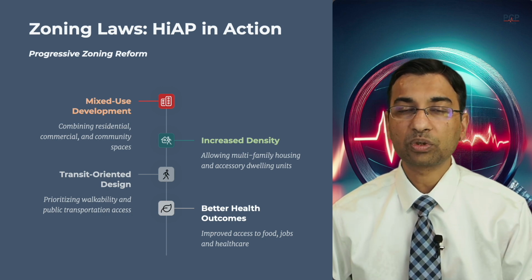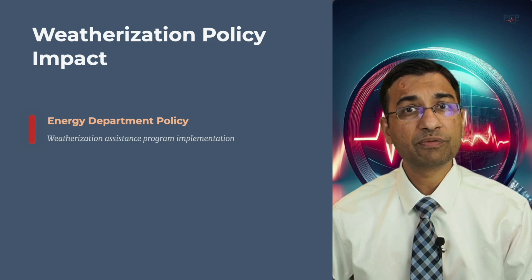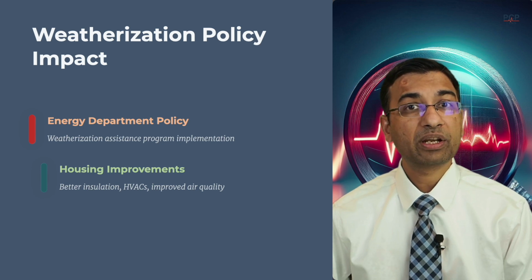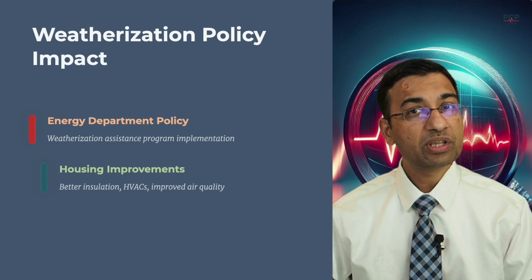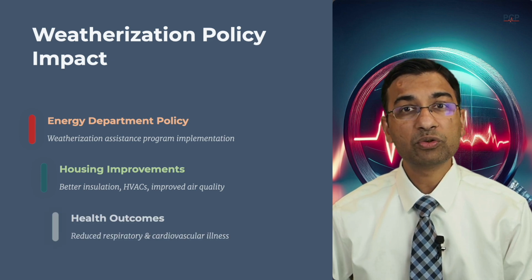Developing communities with this kind of zoning reform allows for improved access to food, jobs, and healthcare, which impacts health and improves health outcomes. Another example of health in all policies is the US Department of Energy's weatherization policy, which provides assistance to people to install better insulation and HVACs, which then improves their air quality. This then improves the health outcomes by reducing respiratory and cardiovascular-related illnesses.